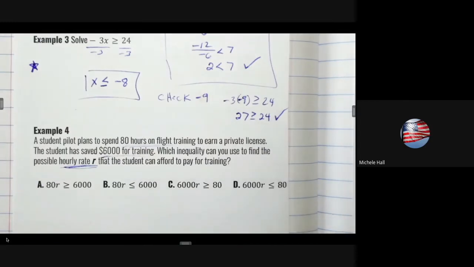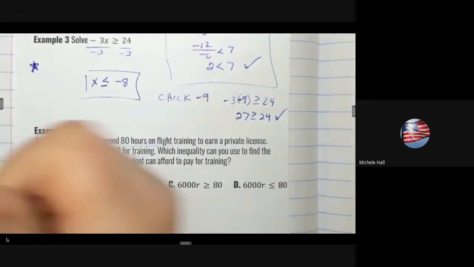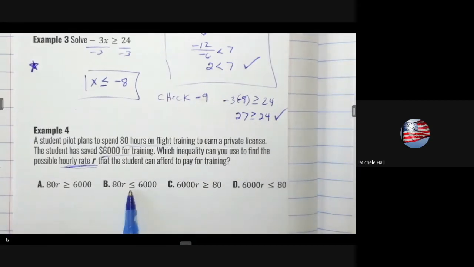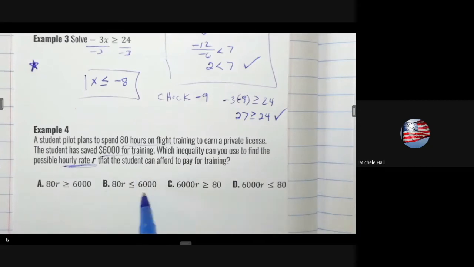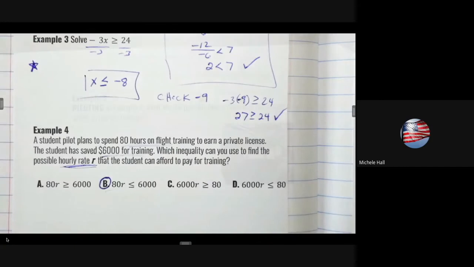Which inequality can you use to find the possible hourly rate R? Well, what would be the hourly rate? $6,000 for 80 hours. If I wanted to figure that out, it has to be less than $6,000. Can't spend more than $6,000. Here I would divide by 80, and it would tell me the hourly rate per hour. B would be the correct one.